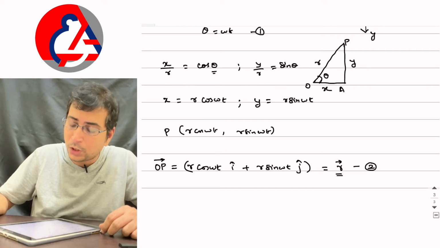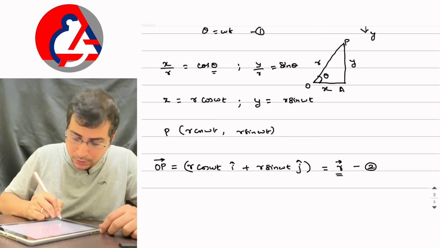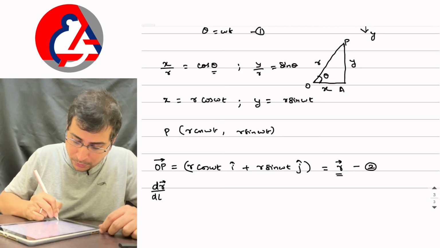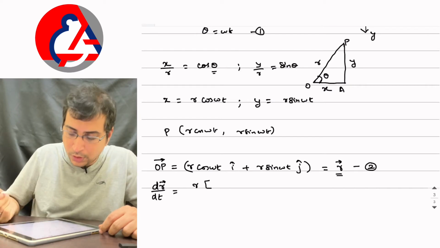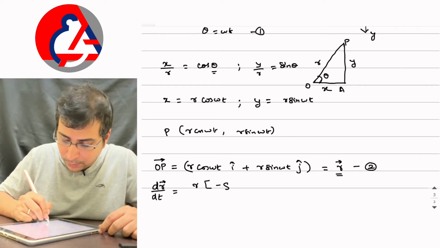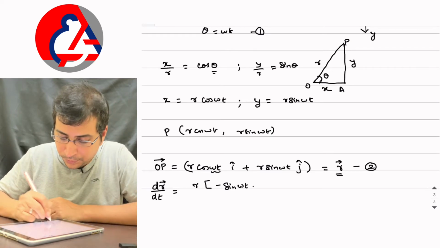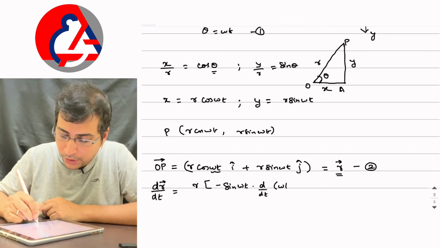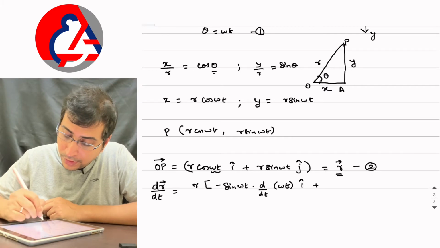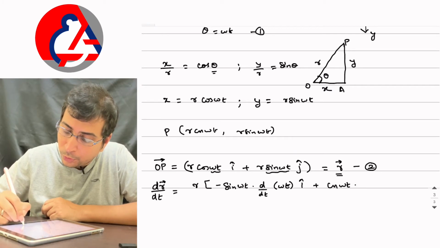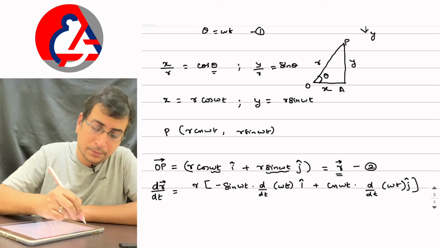Now what will happen if we differentiate the displacement with respect to time? So if I differentiate displacement with respect to time, dr vector by dt is going to give us r into derivative of cos omega t is minus sin omega t into derivative of omega t, because we are applying chain rule here, i cap plus derivative of sin omega t is going to be cos omega t into the derivative of omega t times j cap.